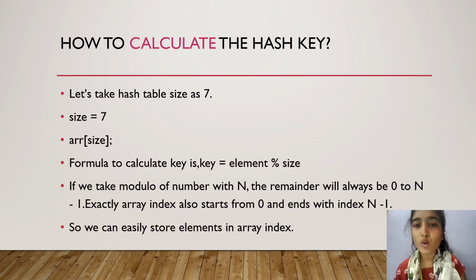So moving to next slide, how to calculate the hash key. In the previous slides also we have discussed hash key. So we need to know what is hash key and what its importance is. Let's take a hash table size as 7. Size equals 7, array size. Formula to calculate key is key equals element modulus size. If we take modulo of a number with n, the remainder will always be 0 to n-1. Exactly, array index also starts from 0 and ends with n-1. So we can easily store the elements in array index. So here the array starts from 0 to n-1. Key is also the same, 0 to n-1.